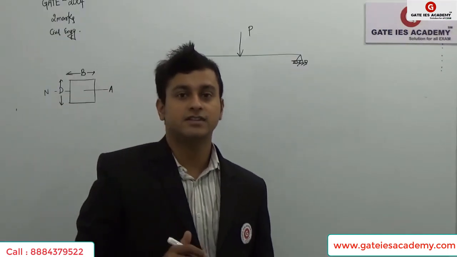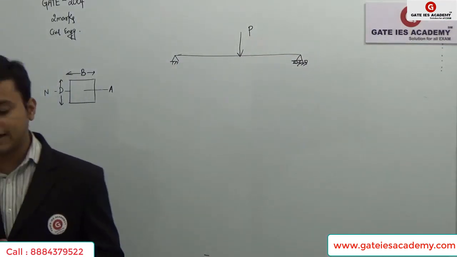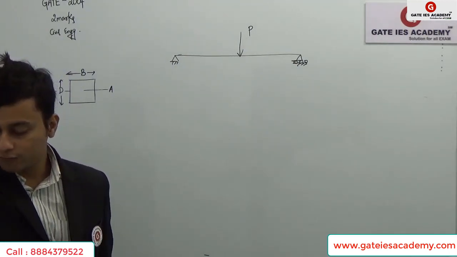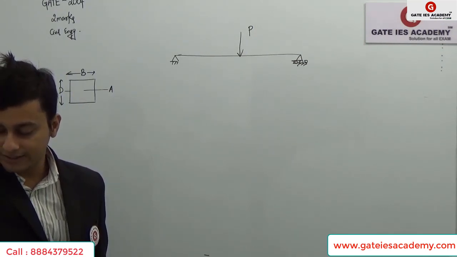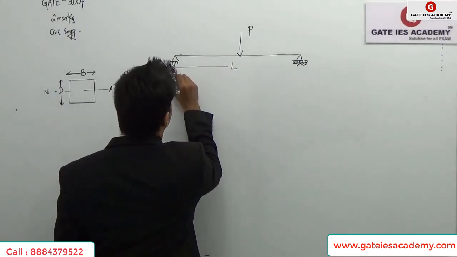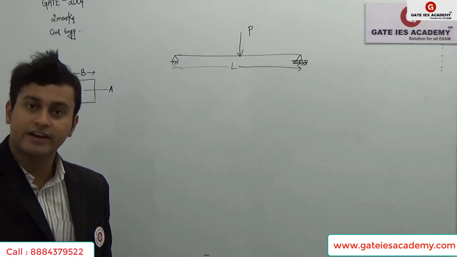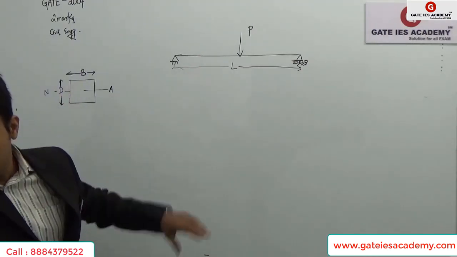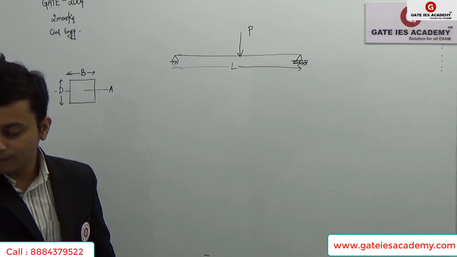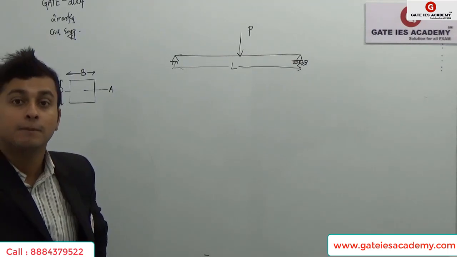Okay students, now let's look at the question from GATE 2004 asked from this topic. A homogeneous simply supported prismatic beam of width B, depth D, and span L is subjected to a concentrated load of magnitude P. The load can be placed anywhere along the span of the beam. They are saying that the load can be placed anywhere along the span of the beam.